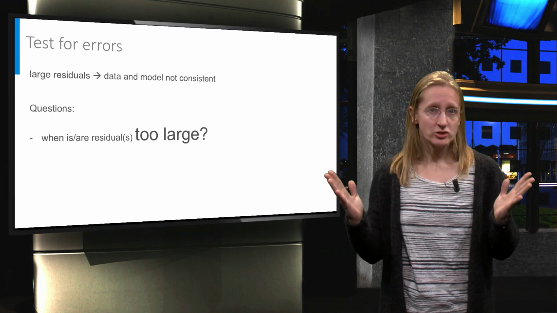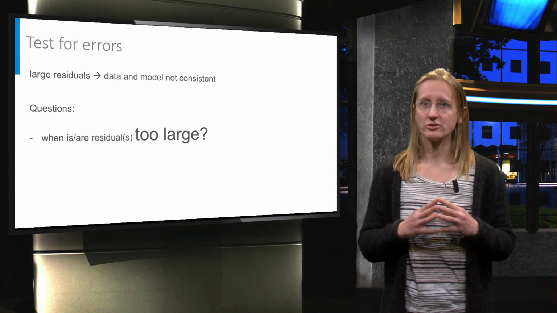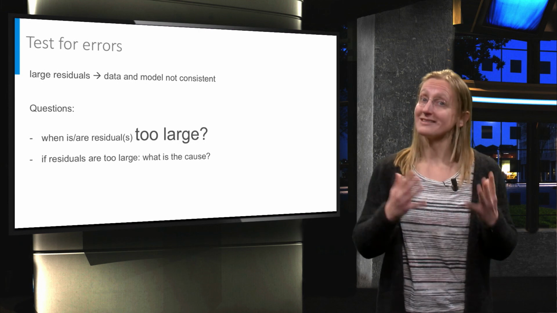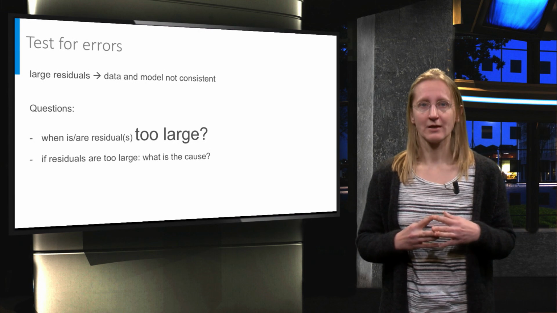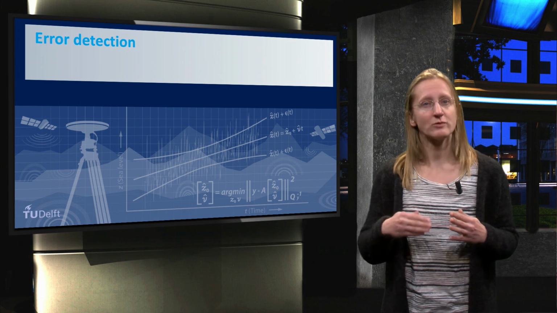But when is a residual too large? And if we find that residuals are too large, how come? What is the underlying error? In the next video, we will address the first question. The second question is for later.